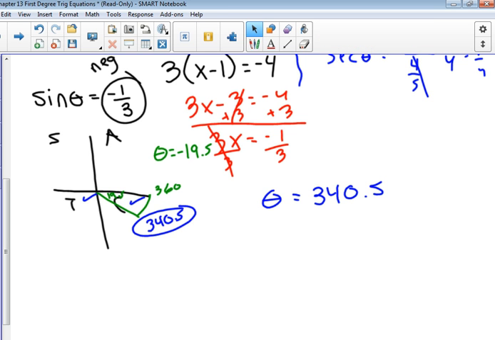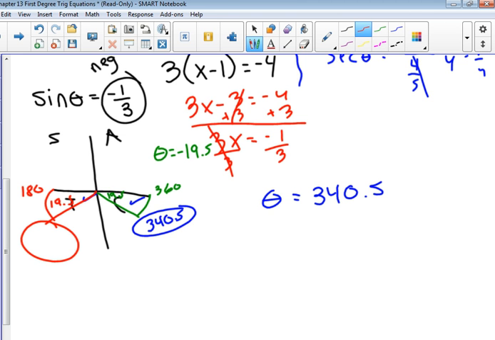340.5. Frida, what did you do to get into your 3rd quadrant? I added 19.5 to 180. Good job. And what did you get then? 199.5. Good job. Then Karen? Sorry, stretching. I say after that is it. Yeah. What else?